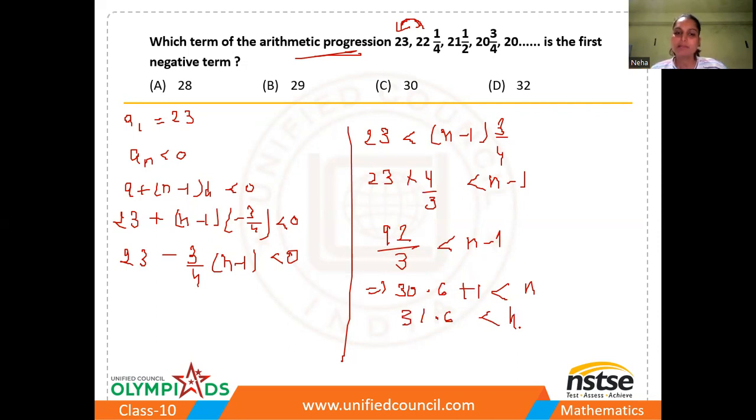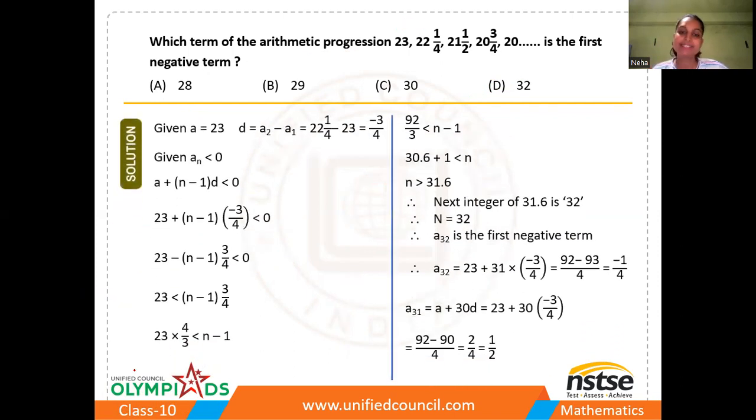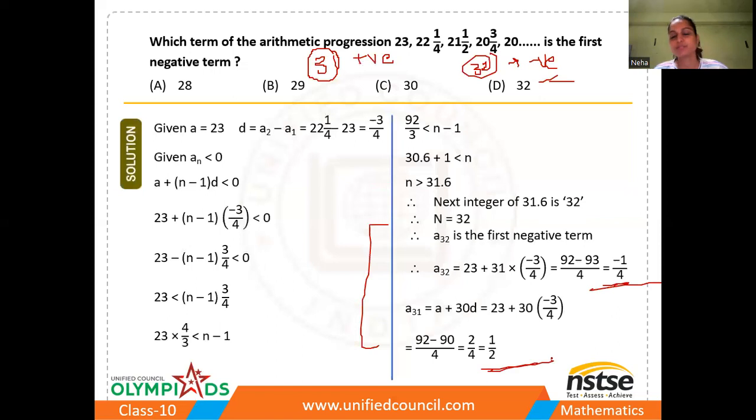Number of terms can't be a decimal number, so I can say this is 32. The 32nd term will be the first negative term. If you want, you can check this also, whether the 32nd term is negative or not, and you can check the 31st term also. The 31st term will be positive and the 32nd term will be negative. So the 32nd term will be the first negative term for this question. All right, this is done.